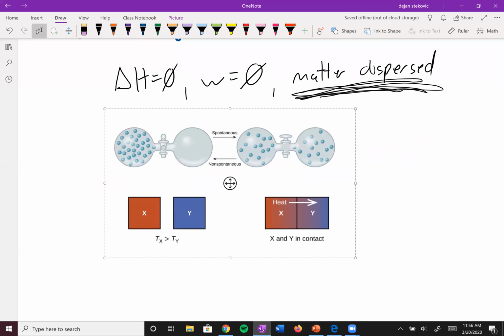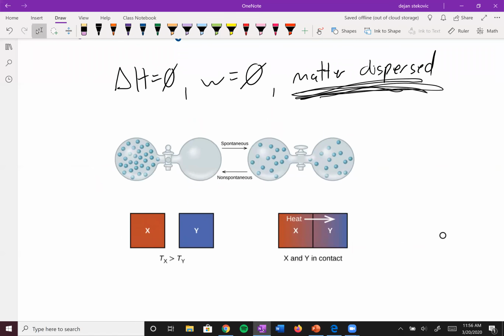All right, so as you can see, same example as before. In the top one, the gases aren't mixing. You're just opening and the gas is going to disperse. So one direction is going to be spontaneous, the other direction is non-spontaneous. In this example, same thing. When these two hot blocks join together, they'll spontaneously get to the same temperature, but going backwards is not going to happen. This will be a non-spontaneous type of process.